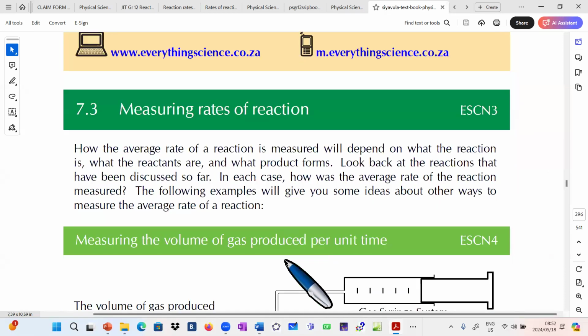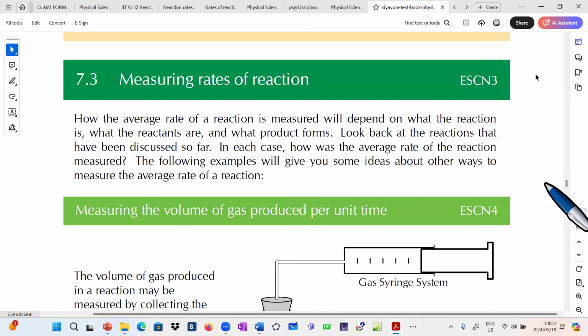Now, there are a couple of things that are very important for us to take into account, but the idea of measuring rate of reaction. How the average rate of reaction is measured will depend on what the reaction is, what the reactants are, and what product forms.